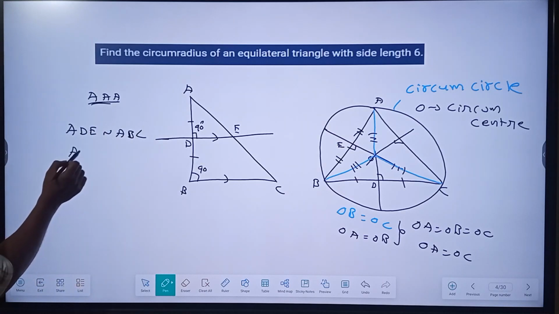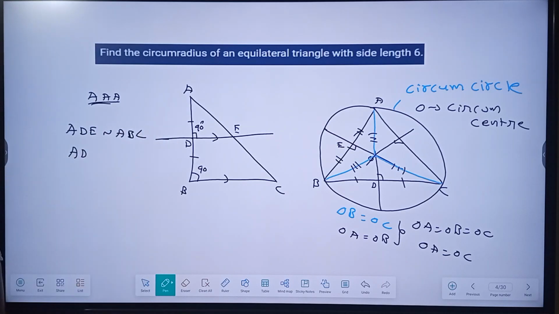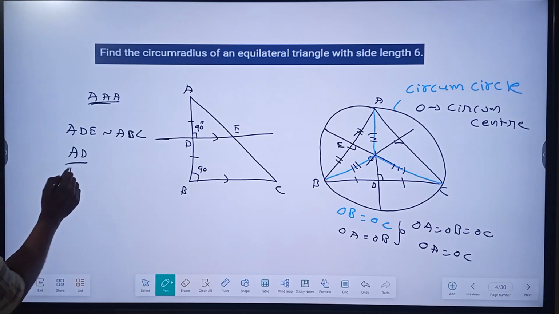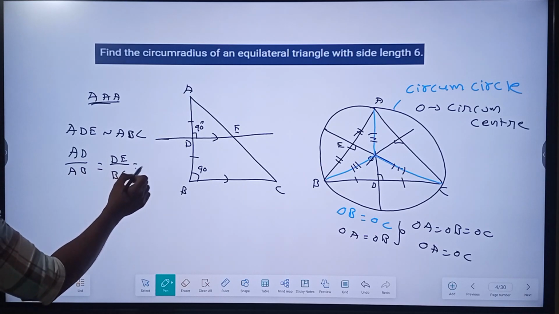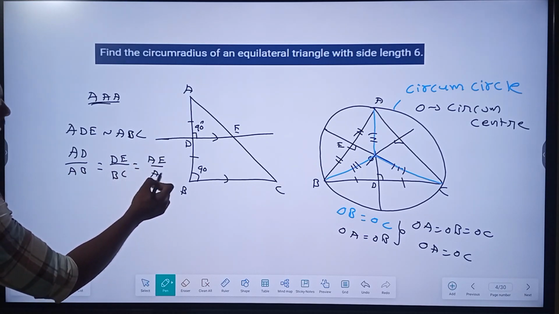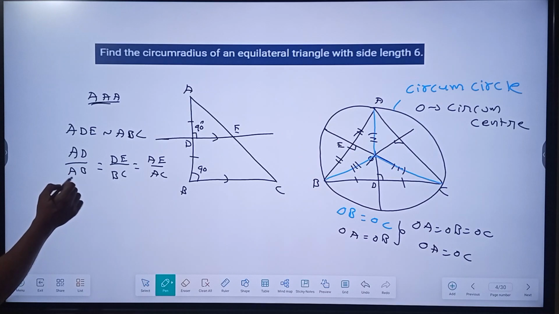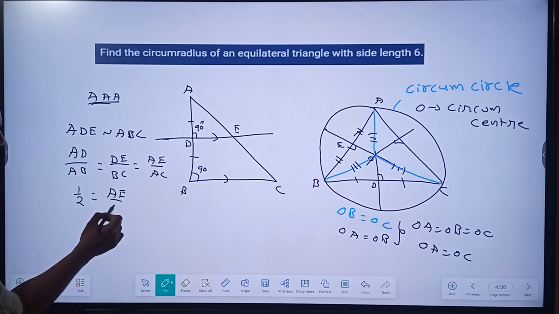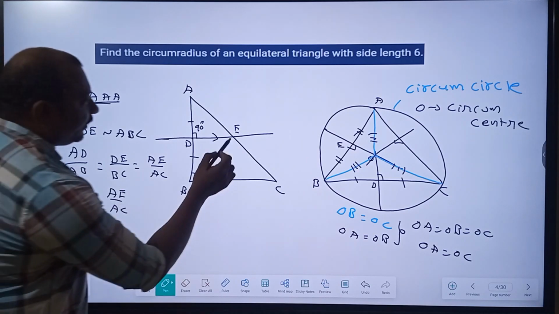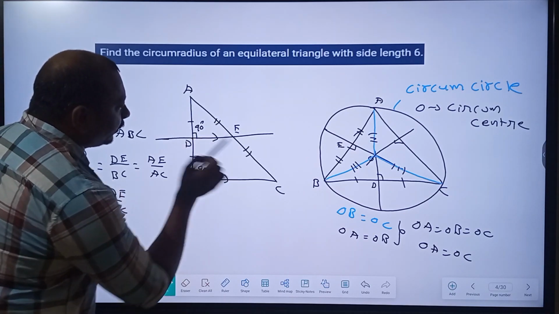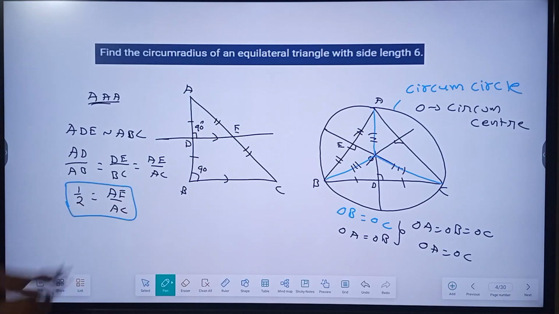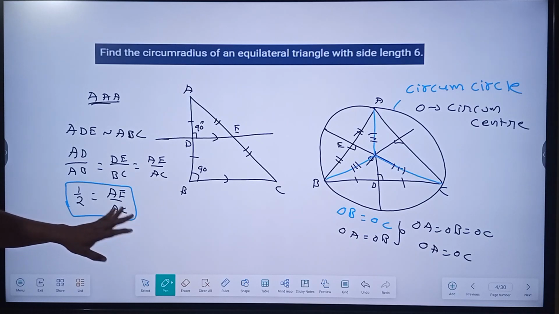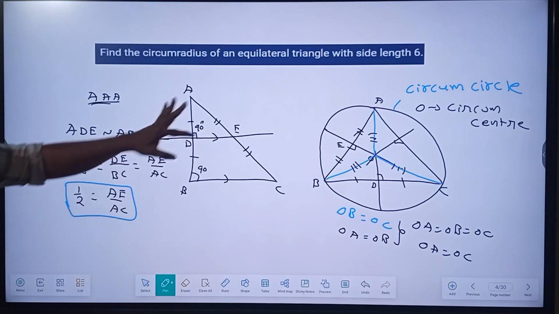From this, whenever you find midpoints, you should be able to write the ratio immediately. AD by AB is equal to DE by BC is equal to AE by AC. From this we have AD by AB equal to 1 by 2, equal to AE by AC. So E is the midpoint of the hypotenuse AC.